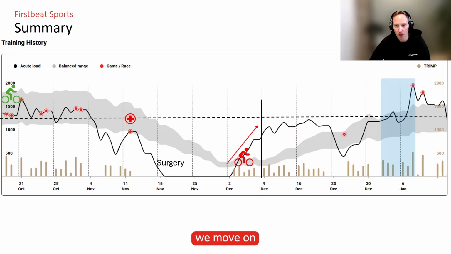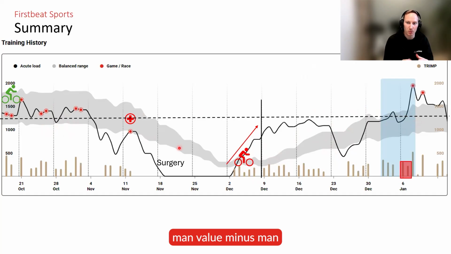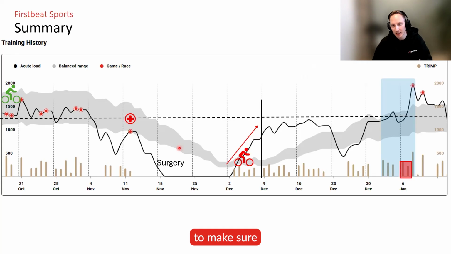Then when we move on, or actually in between, we have Christmas with a little break in training load. And then at the beginning of year 2025, we are roughly on the same level as pre-injury in terms of acute load. And there, before the game, we are comparing game day -2, game day -1 values to the pre-injury values to make sure that the athlete is in a good condition.